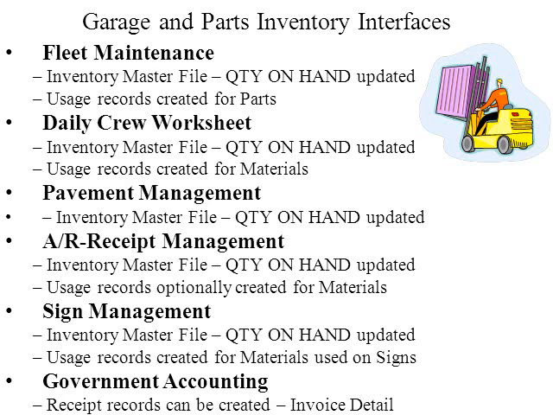The garage and parts inventory can be accessed by public government software modules that record or use parts or material. These modules create usage entries in this system when the inventory items are used, and the quantity on hand is updated in the inventory master file. Receipt entries can be created from the government accounting system.